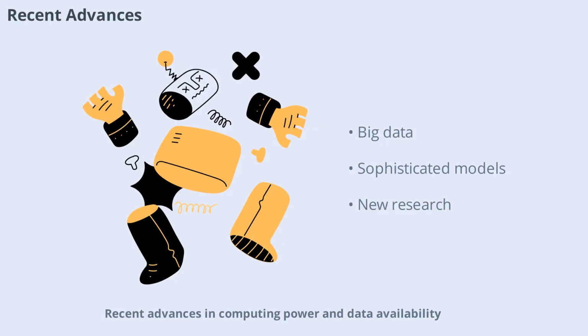Recent advances in computing power and data availability have made linear modeling more powerful than ever. Economists can now analyze massive datasets, build more sophisticated models, and test hypotheses with greater precision. These advances are opening up new frontiers in economic research and policy analysis.